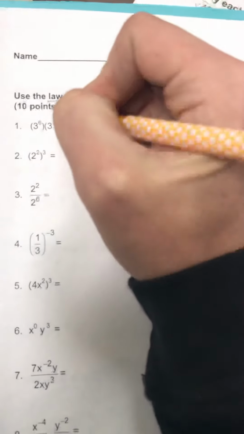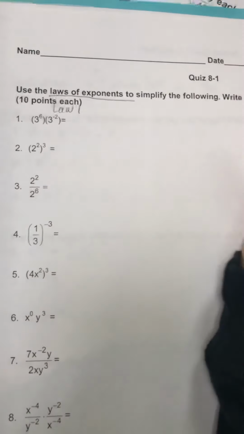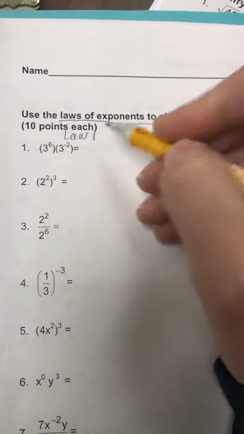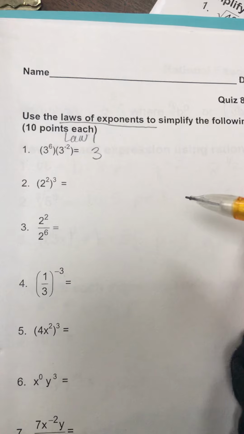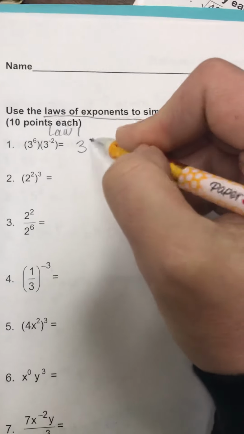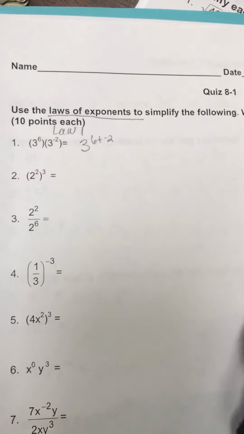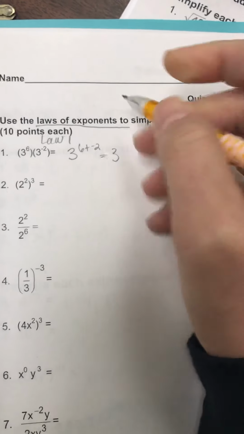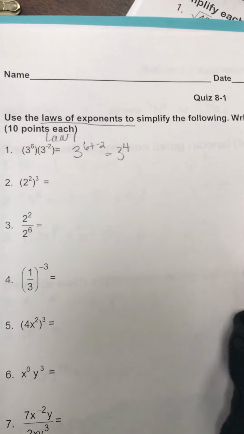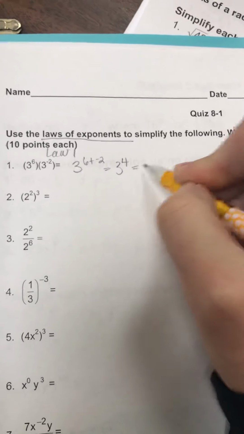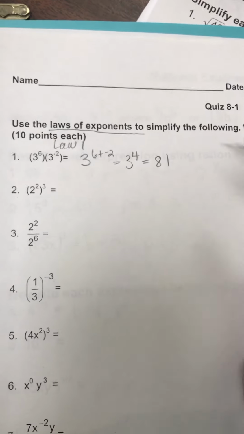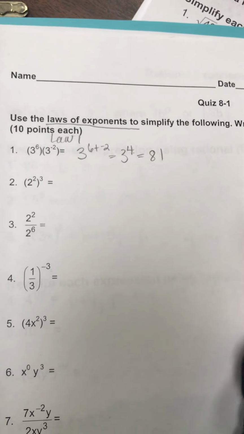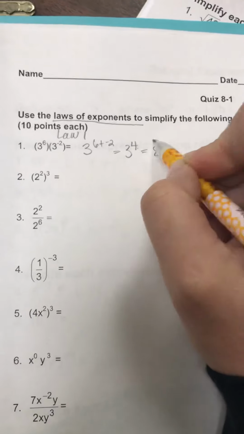This was Law 1, and it says we add our exponents. So your base stays the same, which is 3, but you're going to add your exponents. So it's going to be 6 plus -2. That gives you 3 to the 4th. And 3 to the 4th is 81. If you put that in your calculator, 3 to the 4th power, that's 3 times 3 times 3 times 3. So the answer is 81.